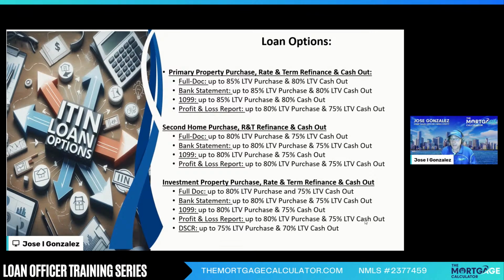And the mind blower as well, DSCR, 75% LTV on a purchase and 70% LTV on a cash out. All of these for our ITIN borrowers. So many options available for ITIN borrowers that were not at our disposal 12 months ago.